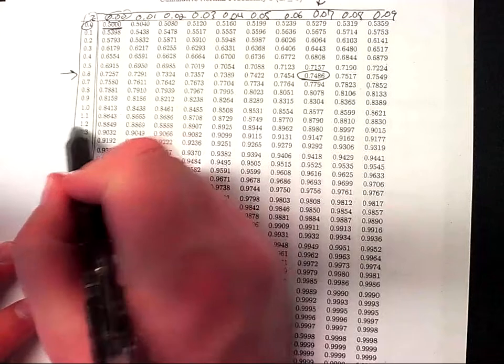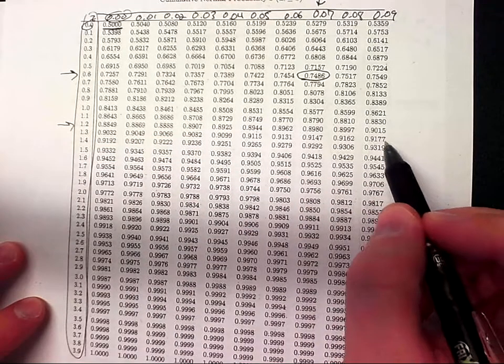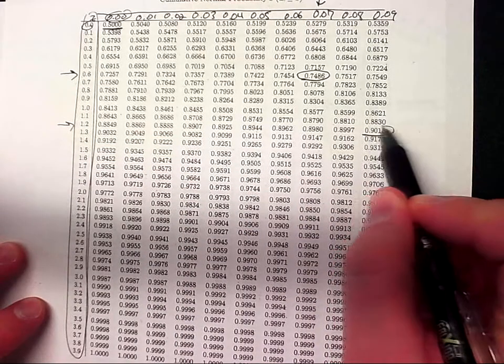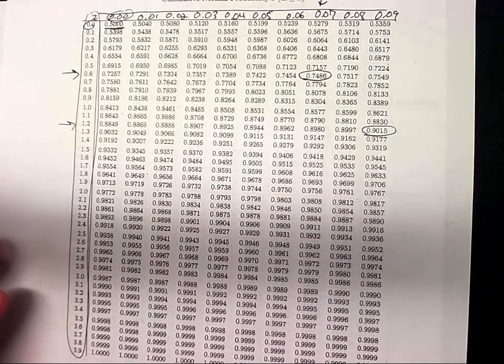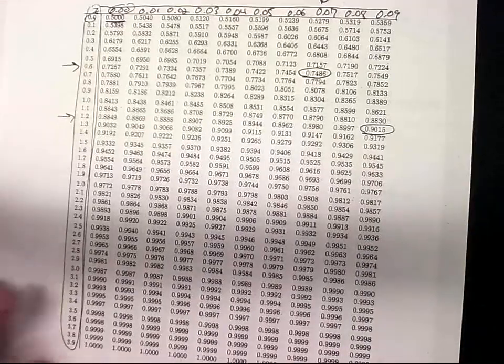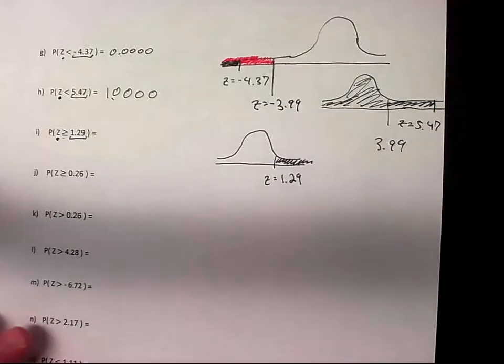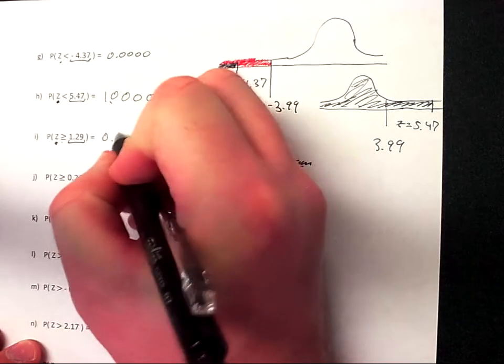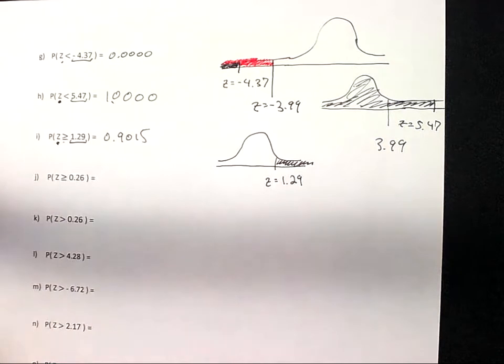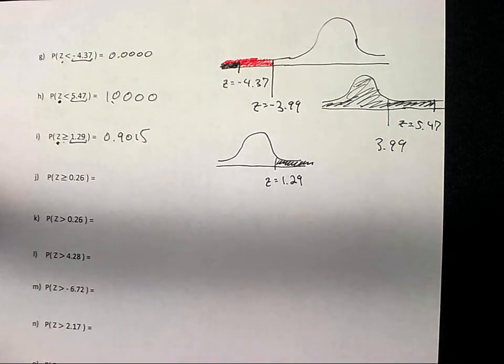The next step in our process is to look up 1.29. So if we look up 1.2 and then come over here to 0.09, we get 0.9015. Is everybody good with 0.9015? So then here we get 0.9015. But then, just like I've always been emphasizing for all these other problems, what's the last question we have to ask ourselves? Which way did we shade? And here we're shading to the right.